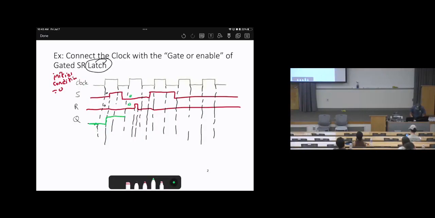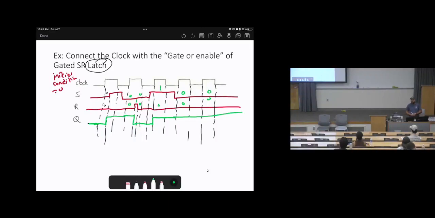Here 0, 0. Then we will be on hold. Here R equals 1, which means reset. We'll make it 0. Then here hold, 0, 0. We will keep holding. Then here 1, 0. This means it will go up to be 1 because set is 1. Then it will hold. Then here 0, 0. Hold. Here 0, 0. Will hold, and that's it.